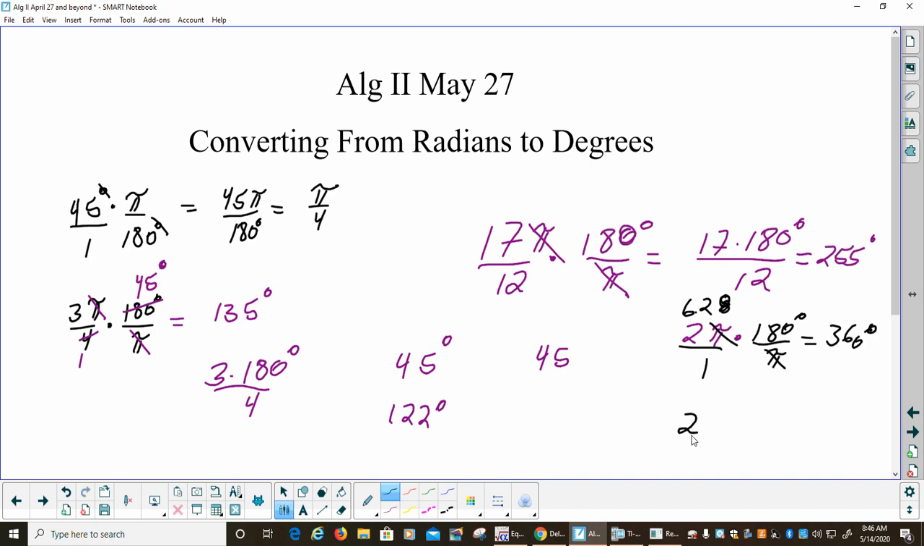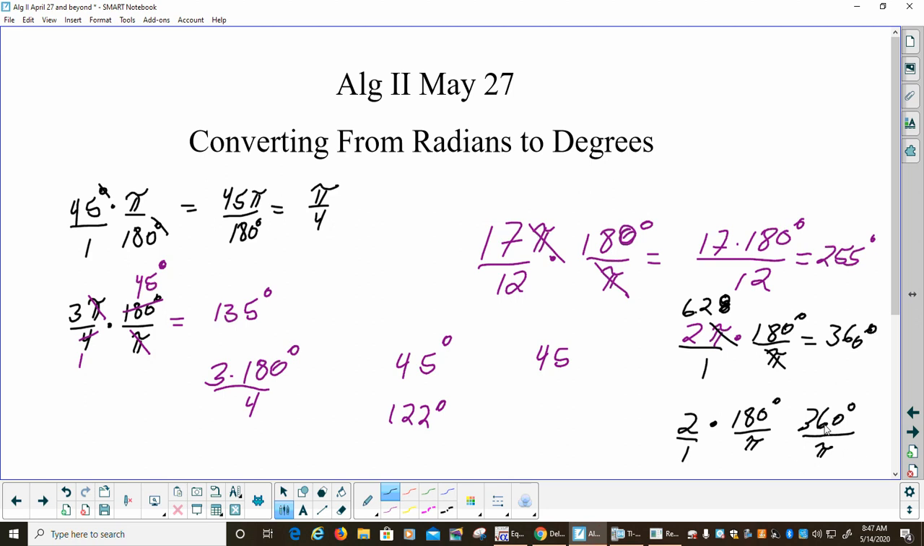This is just 2 radians. I want to convert it. I don't use something different. It's the same pattern. It's the same process. You're going to multiply by 180 over pi. Here the pi's cancel. Here, nothing's canceling. You've got 360 over pi degrees.